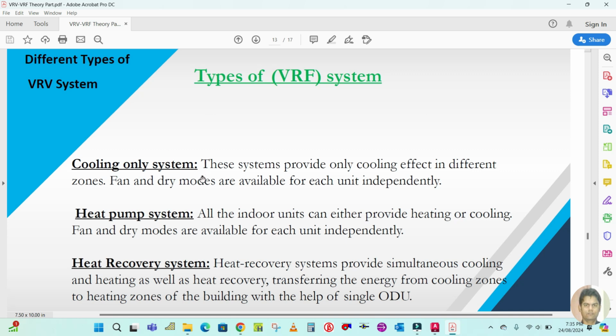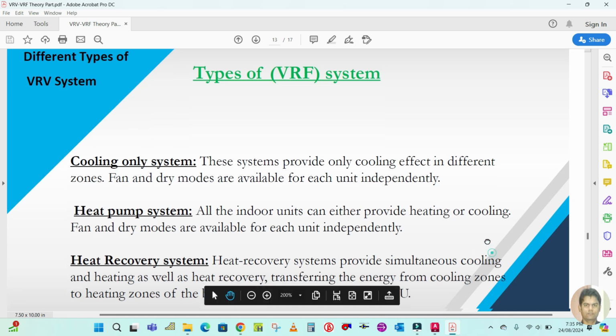So the first system is the cooling only system. This system provides only cooling effect in different zones. Fan and dry mode are available for each unit independently. In the cooling only system, only cooling can be provided, there is no heating. So this is the simple system.